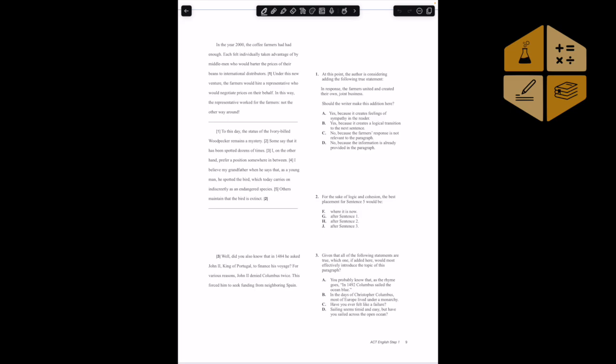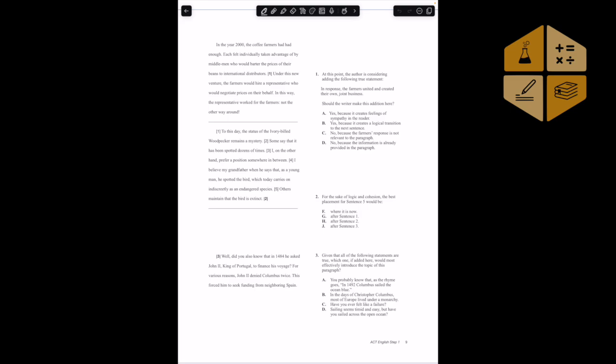So the first paragraph says, in the year 2000, the coffee farmers had had enough. Each felt individually taken advantage of by middlemen who would barter the prices of their beans to international distributors. Under this new venture, the farmers would hire a representative who would negotiate the prices on their behalf. In this way, the representative worked for the farmers, not the other way around. And number 1 says, at this point, the author is considering adding the following true statement. In response, the farmers united and created their own joint business. Should the writer make this addition here?